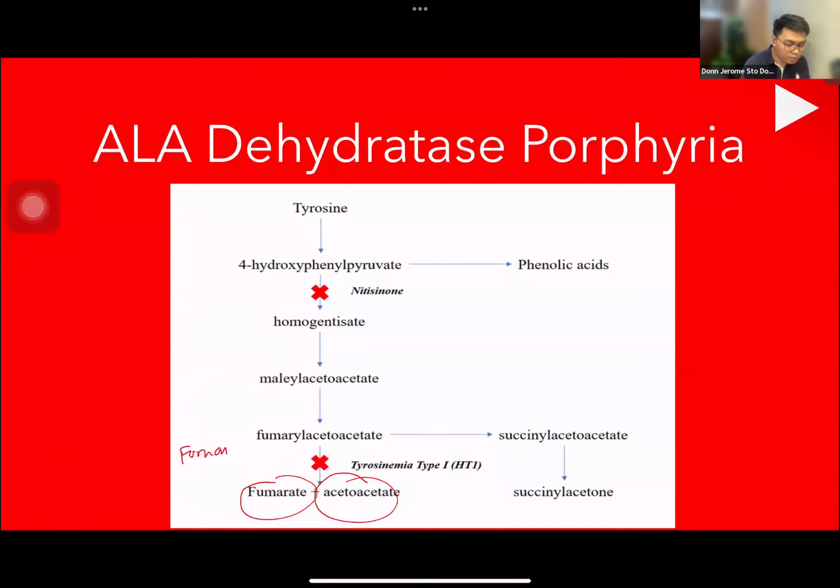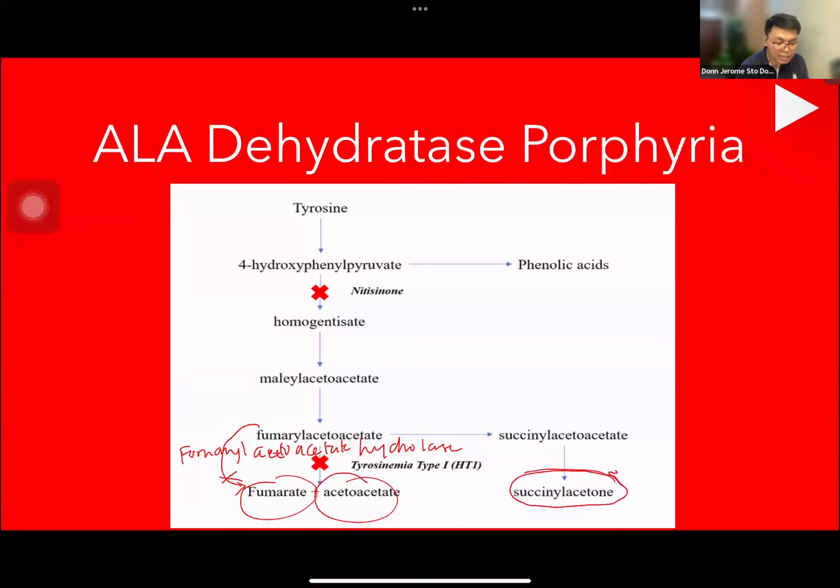Fumarylacetoacetate hydrolase. When this enzyme is defective, fumarylacetoacetate cannot be converted to fumarate and acetoacetate. Instead, it is shunted to a different pathway, leading to the formation of succinylacetone.